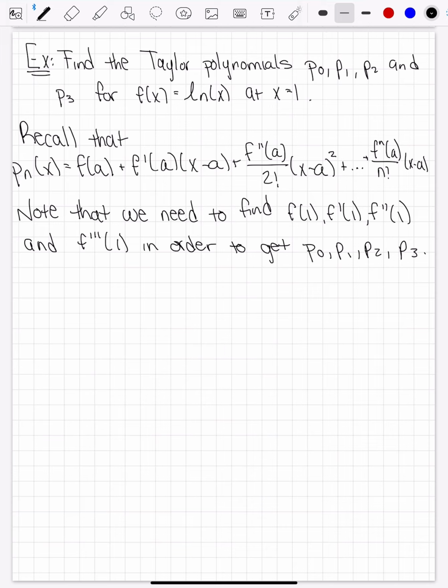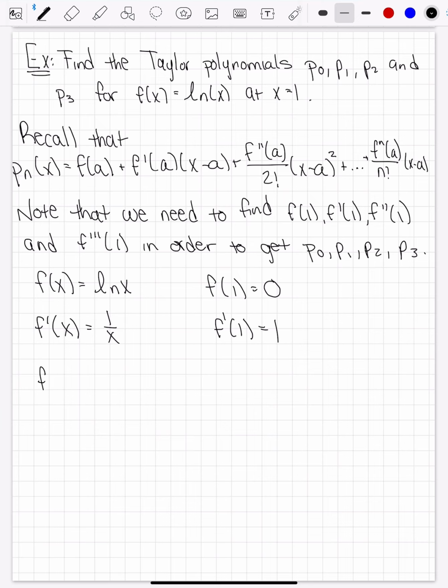Our function f of x is ln of x. We know when we plug in 1 into ln, we get 0, because we have to raise e to the 0 power to get 1. That's the relationship between e and the natural log. The derivative of ln we know is 1 over x. And if we plug in 1 into that derivative, we just get 1 over 1, which is 1.